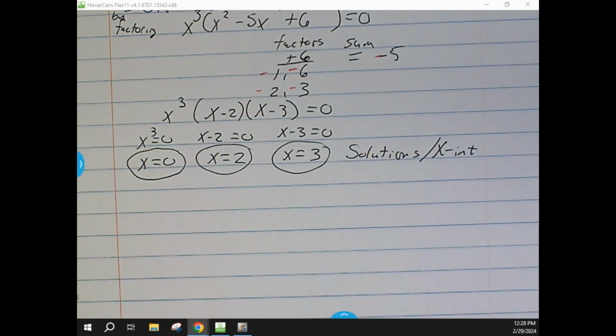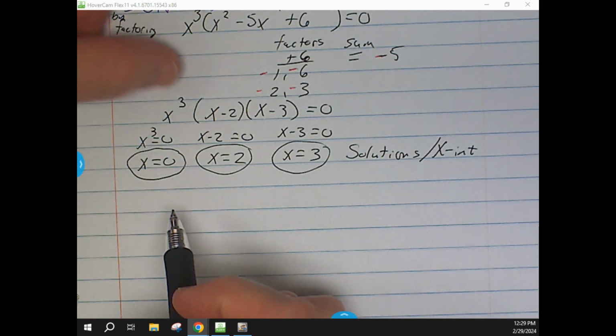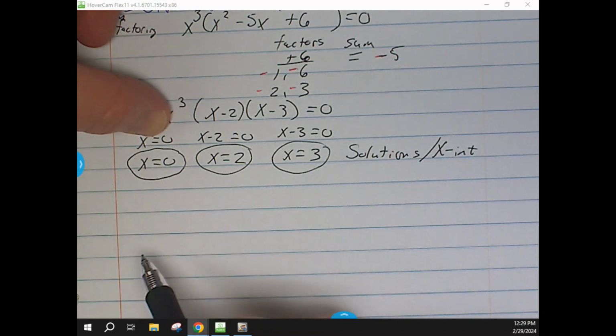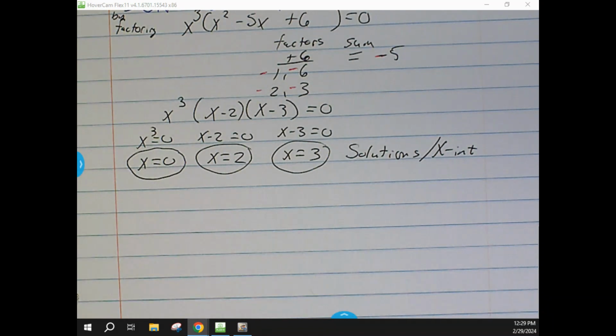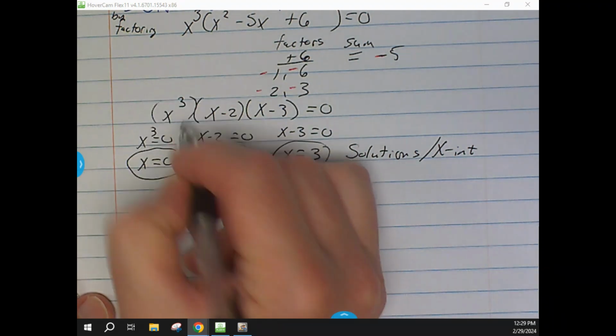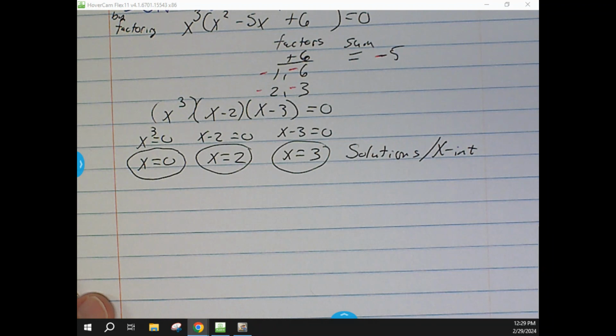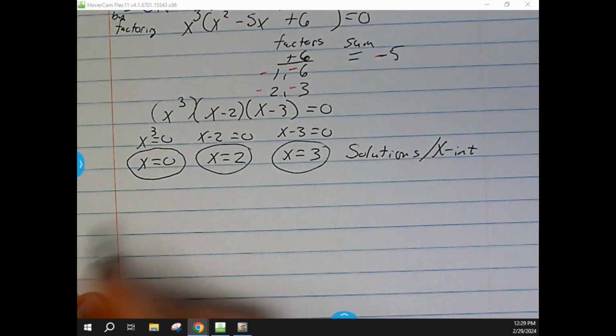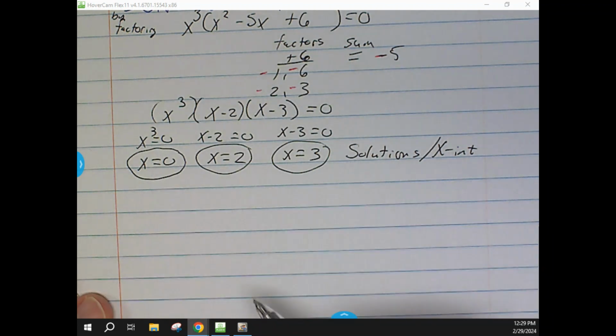So why do you have to do x cubed? What's that? Why do you have to do x cubed? Oh, because if that was just an x out there, it's still x equals 0. Because you can think about that one with the greatest common factor. You can still think about it as being in parentheses like that.